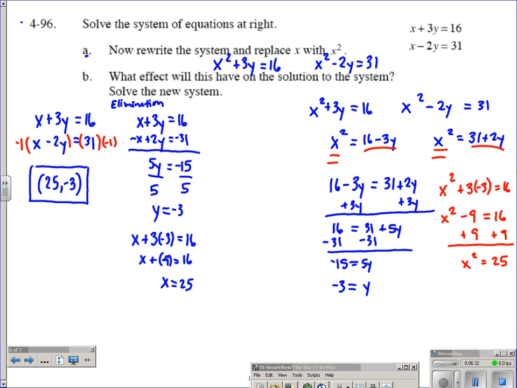Got to take the square root of each side. And we have the absolute value of x equals 5, which means that x equals negative 5 or 5. So we end up now with two solutions. We're going to have the point negative 5, negative 3, and the point positive 5, negative 3. It asks us what effect did it have on the solution of our system. Well, we went from having one solution point to now having two solution points. If you want to, you can graph these, and you'll see that the intersection points are negative 5, negative 3, and 5, negative 3. The first system was linear for both equations, so we ended up with one solution there.